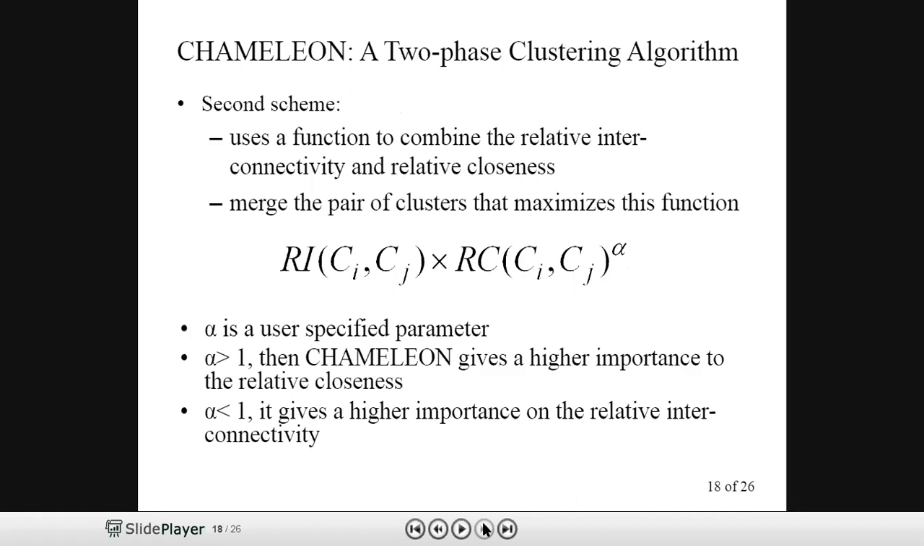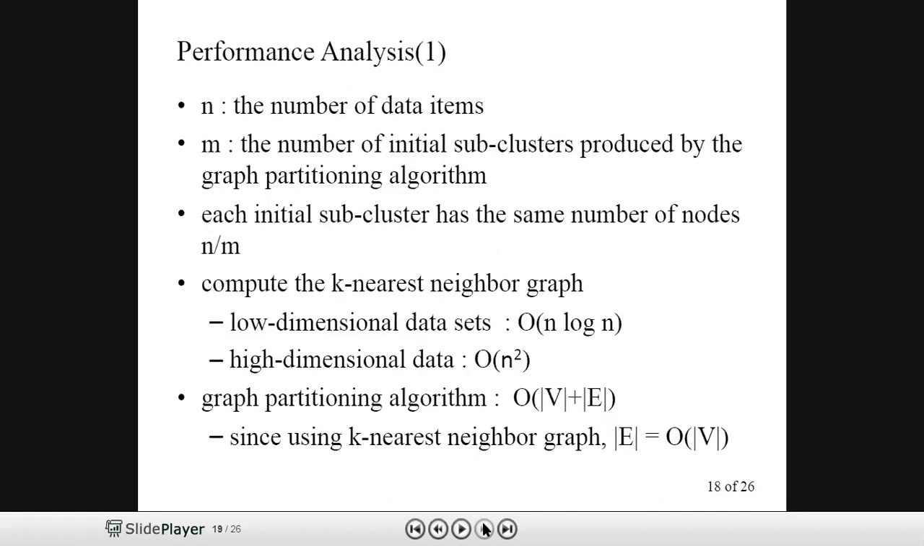Another formula that is used for merging two clusters together is RI(Ci, Cj) times RC(Ci, Cj) to the power alpha, meaning the relative interconnectivity of Ci and Cj times the relative closeness of Ci and Cj to the power alpha, where alpha is a user-specified parameter. If alpha is greater than 1, then Chameleon gives higher importance to the relative closeness. If alpha is less than 1, it gives higher importance to the relative interconnectivity. So either of these two schemes can be used to judge whether the merging should take place or not.